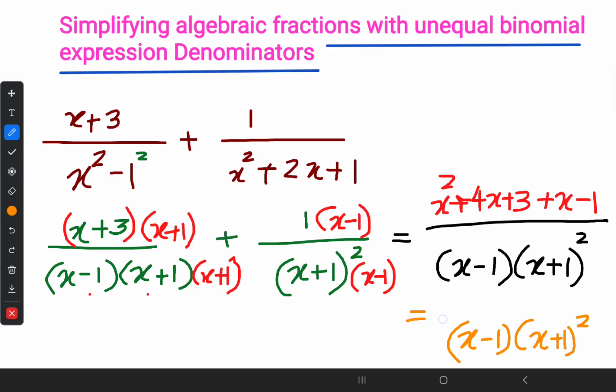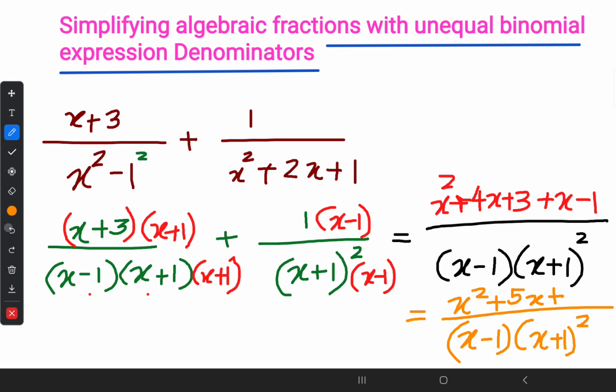Let's do the operation between the numerators. x² remains the same. 4x + x, it will become 5x. 3 − 1, it will become plus 2. So this would be our final answer.